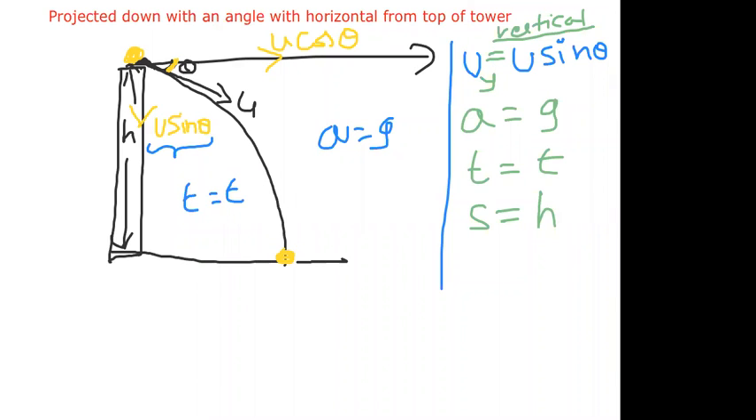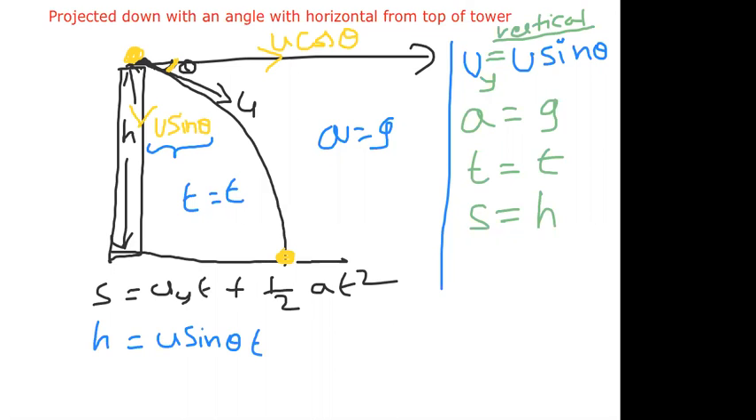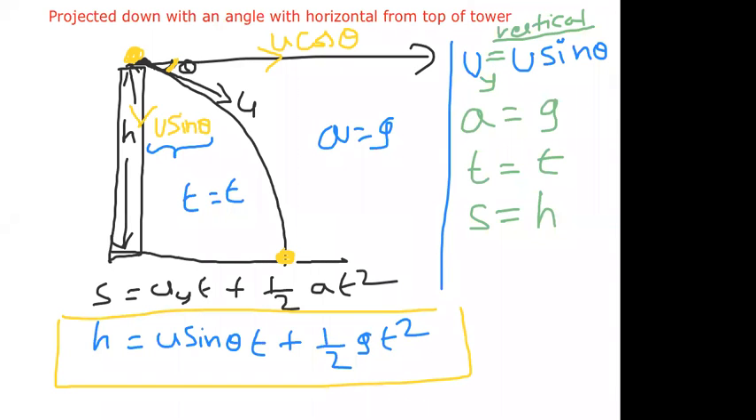So from this information, substituting in the formula S equal to Uy t plus half a t square. What is the S value? H, Uy is u sin theta, into t, plus a value g, half g t square. This is the formula for the height of the tower which we derived when the body is projected at an angle to the horizontal, downward from the top of the tower. So we got this formula.